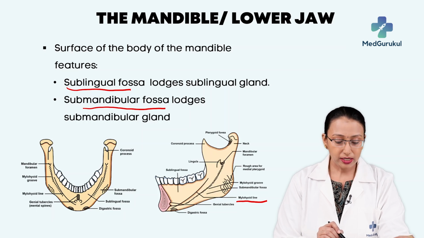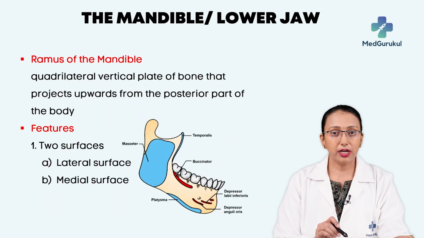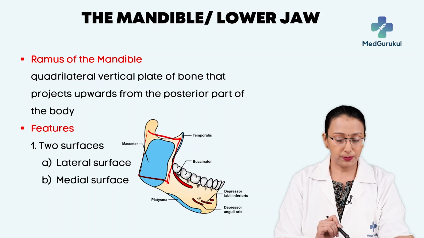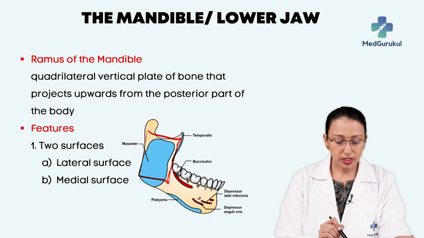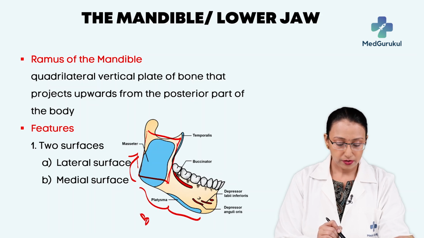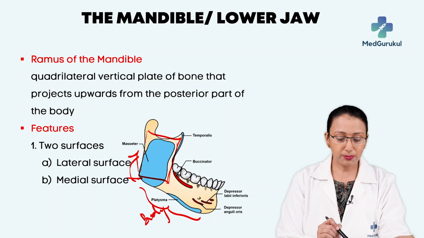Above and anteriorly it is the sublingual fossa, below and posteriorly it is the submandibular fossa. Coming to the ramus of the mandible, it is quadrilateral in shape. It is a vertical plate of bone that projects upwards from the posterior part of the body. This much is the body, and from here the upward projection is called the ramus.